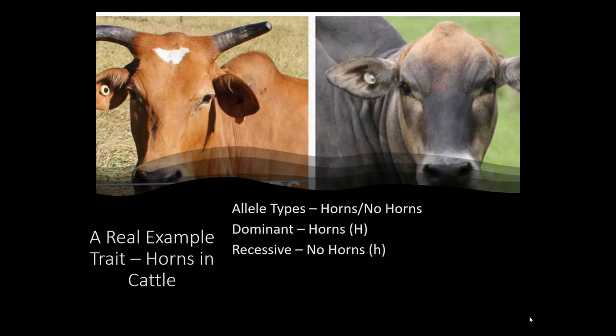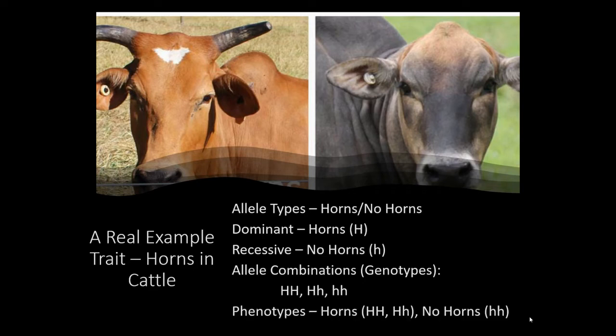What I've done here is I've represented a capital H as being the dominant allele and a lowercase h as being the recessive allele. There are three possible allele combinations that you could get. You could get big H, big H, big H, little h, or little h, little h. Those are the three different genotypes. There are only two phenotypes, and they include horns, and that occurs when you have big H, big H, or big H, little h, or no horns, which is little h, little h.